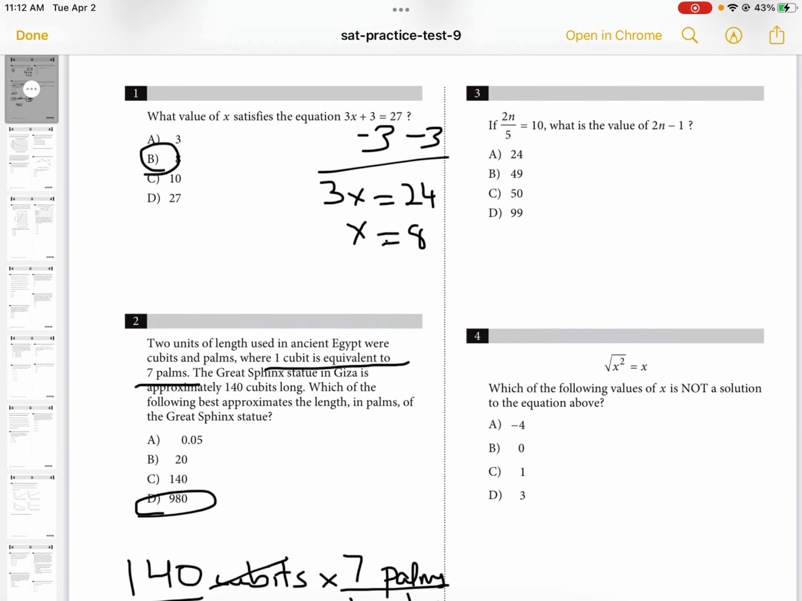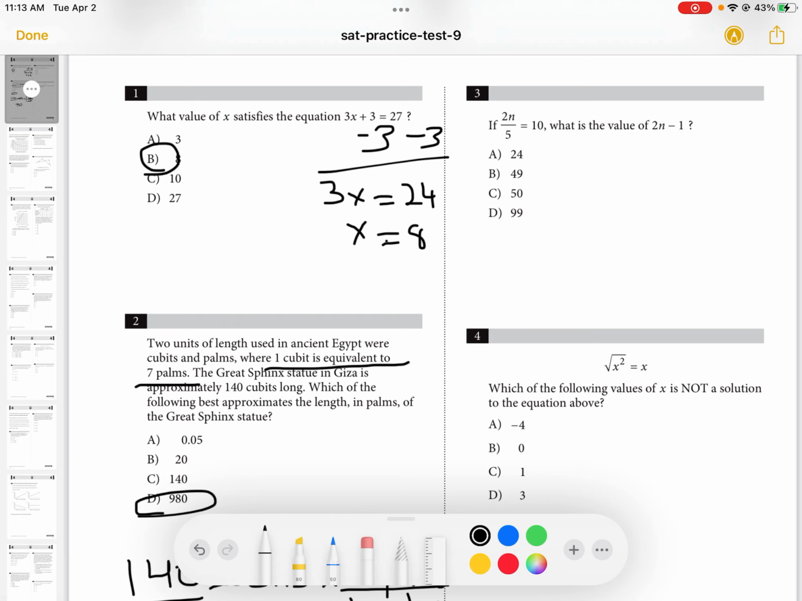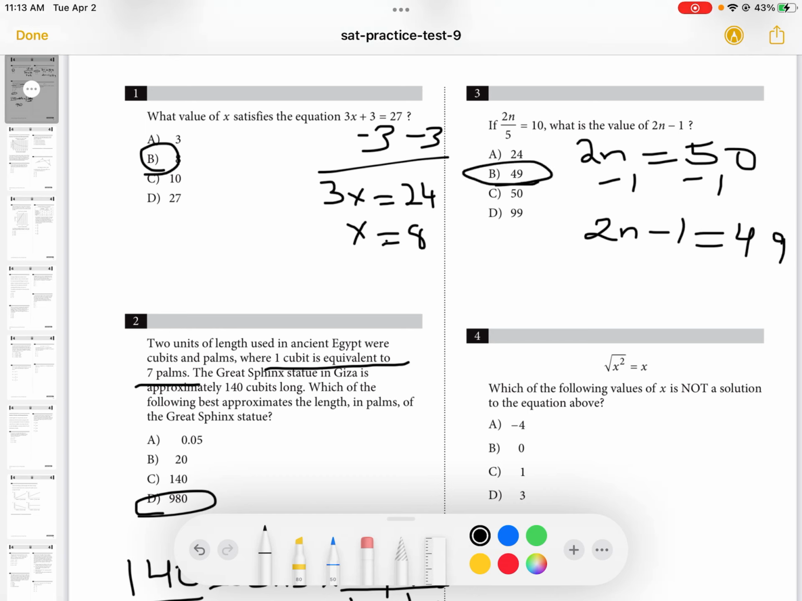If 2n divided by 5 equals 10, what is the value of 2n minus 1? Okay, so we can multiply by 5 on both sides, so 2n equals 50. And if we just subtract 1 from both sides, we get 2n minus 1 is 49. That's our answer. Now on to question number 4.